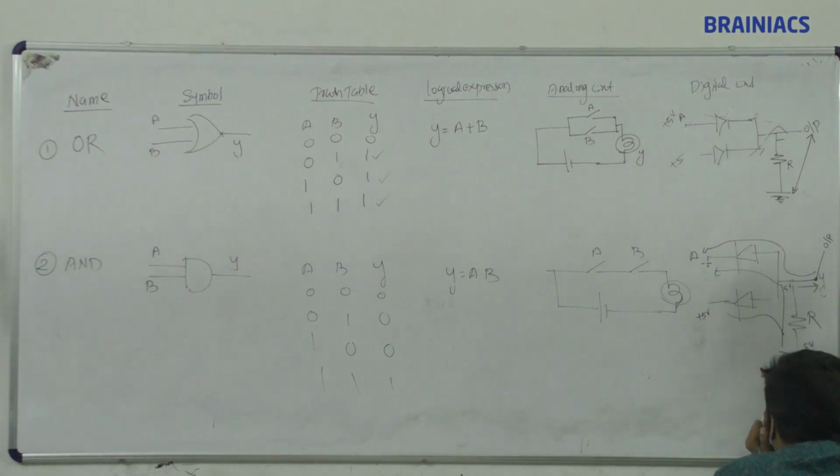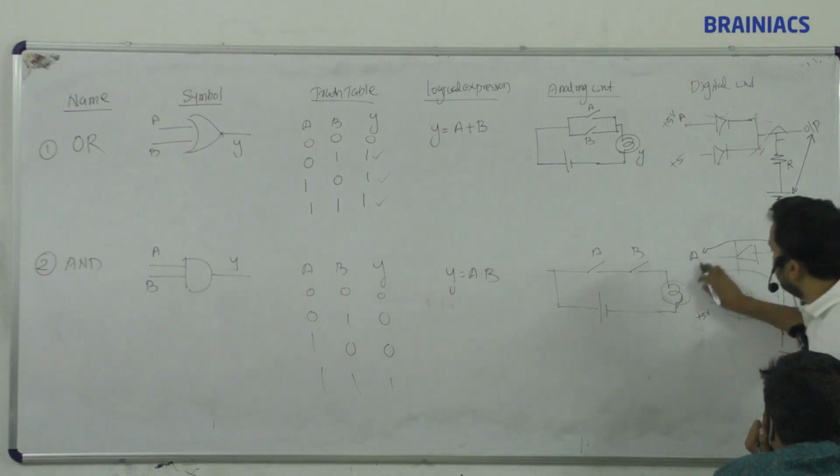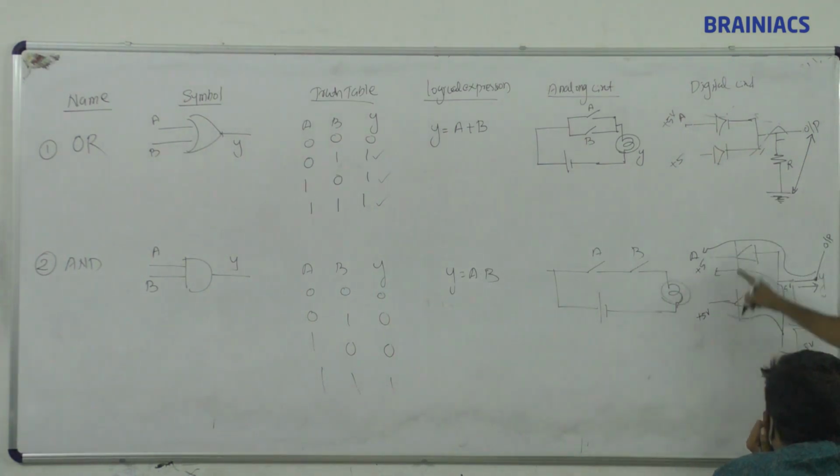Next, both will be 1, 1. Both 1, 1 means here it is equal to 5 volt. This diode is off, this diode is off. This current has no way to go here. So what will happen? It will stay here itself. So output is equal to 1. Understood? Then write the next one.